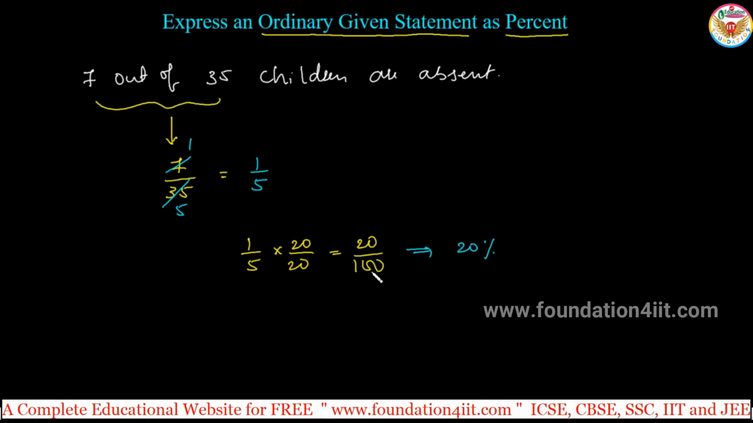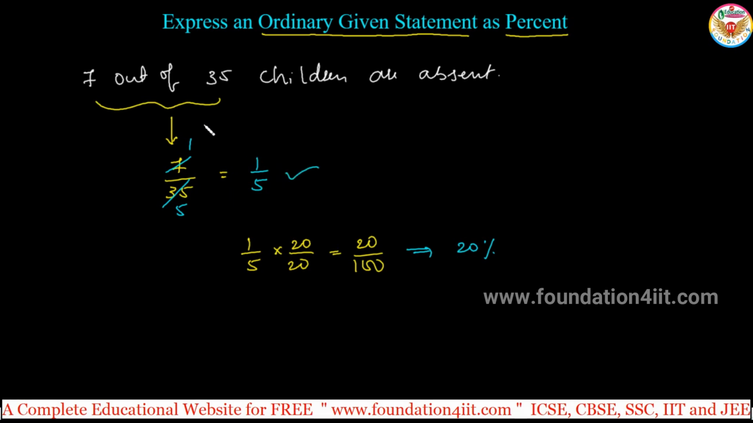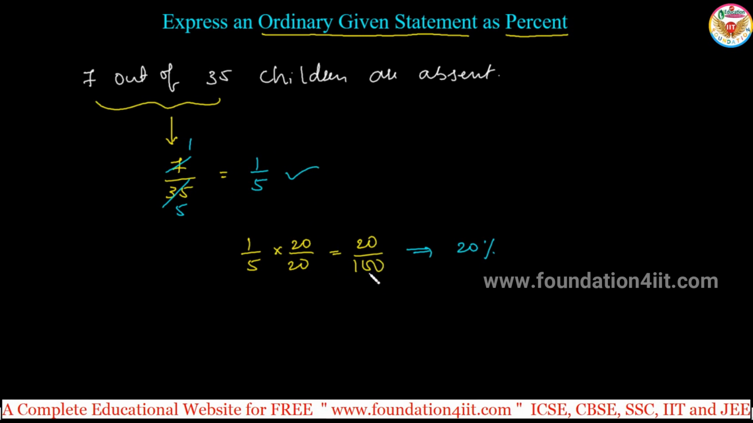So we should make the denominator 100. That means to convert any ordinary given statement to percent, first express the given statement as a fraction. Then convert this fraction into an equivalent fraction with denominator 100. So this is one way. But every time, the denominator cannot be made exactly equal to 100.